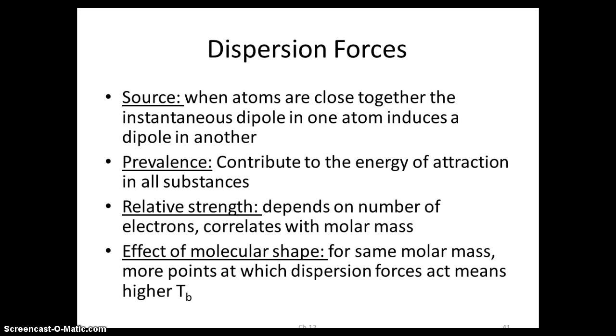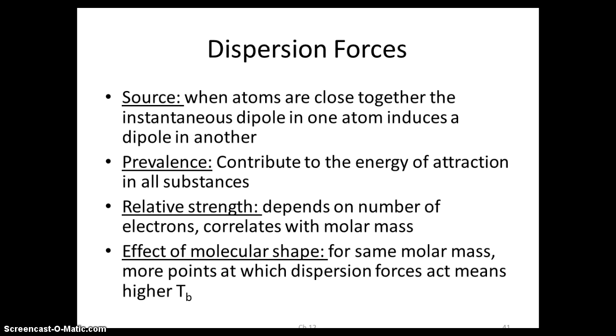So we're going to go back to dispersion forces and talk a little bit more about them. So dispersion forces happen when the atoms or particles are so close together that they form an instantaneous dipole in one atom, and that induces a dipole in another. So it's kind of like a domino effect. If one of them has electrons that slosh to one side, that's going to influence the polarization of the particle that's next to it. So this contributes to the energy of attraction in all substances.